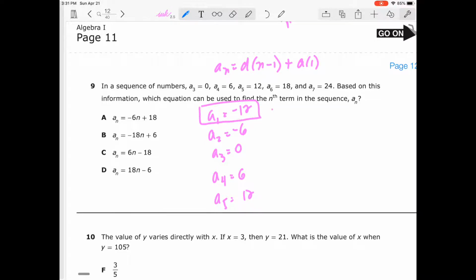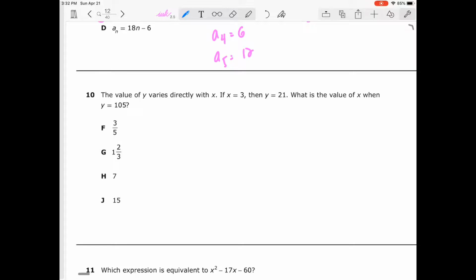So now I can quite simply write my equation. So a of n is equal to our difference, which is 6, times (n minus 1), minus 12. Now, I just need to distribute. So that's going to give me a of n is equal to 6n minus 6 minus 12. Combining like terms, that's going to give me 6n minus 18, which is going to be our answer choice C.